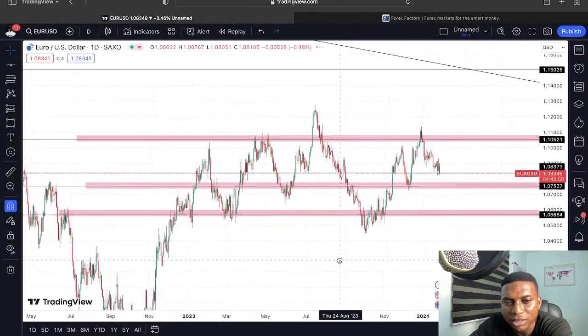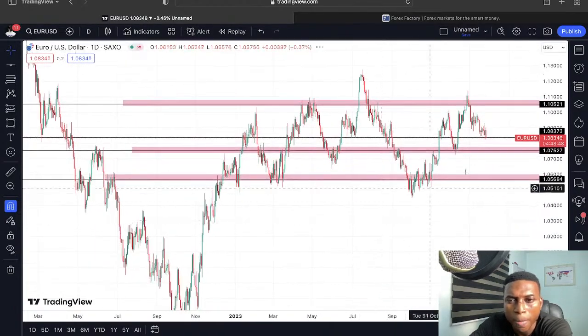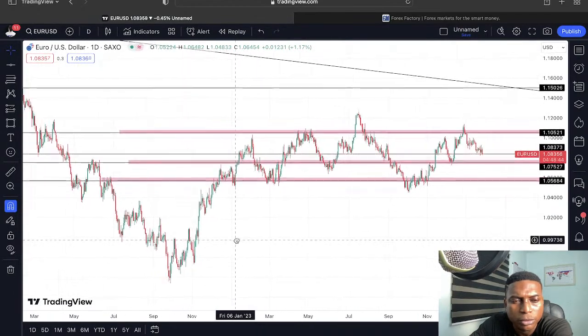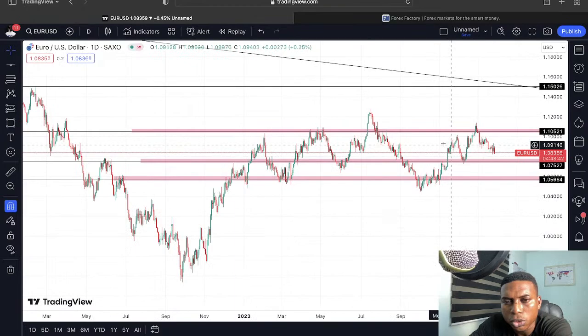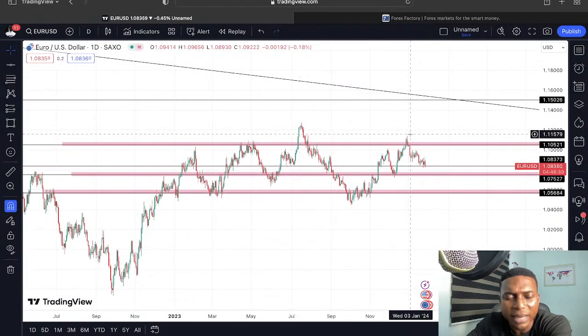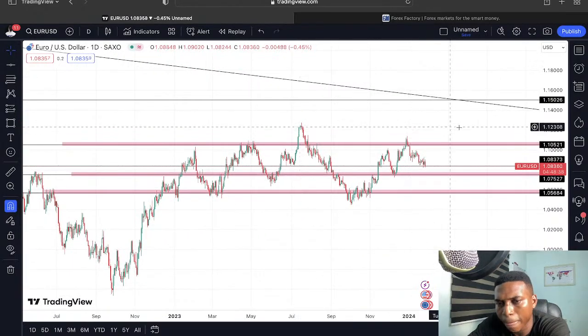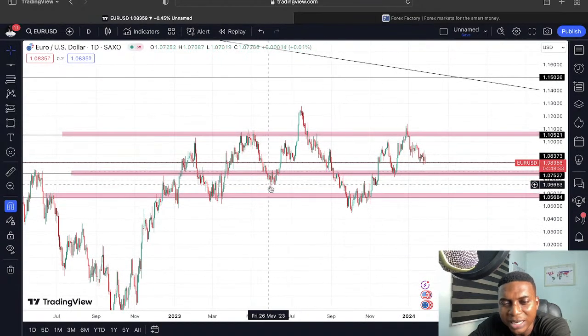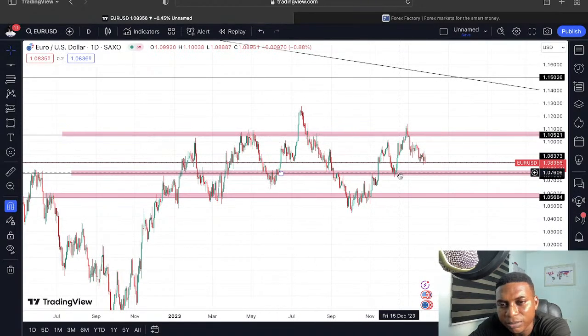So here we can see this is the daily time frame now. So now what am I seeing on this daily time frame? And I want you to see it as well. So you can see that price had touched this level, was rejected. Price came here, touched this level, was rejected.